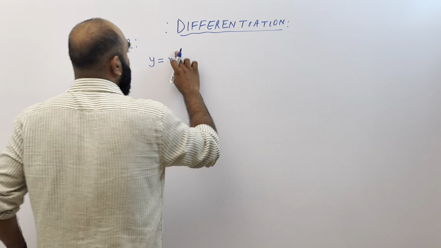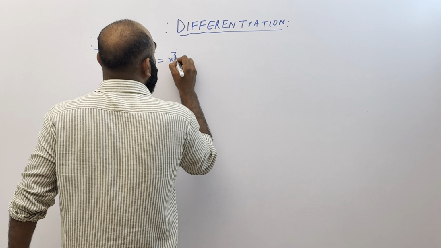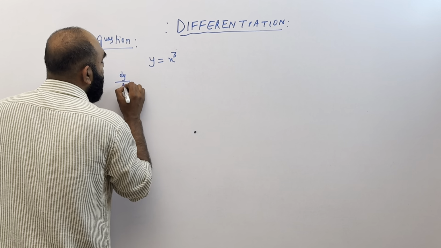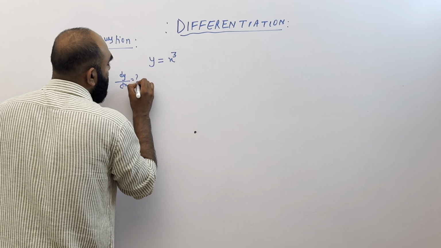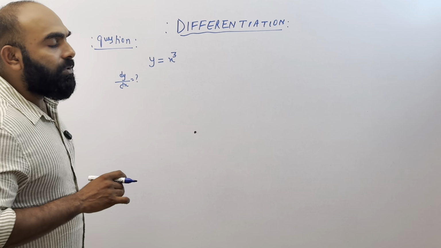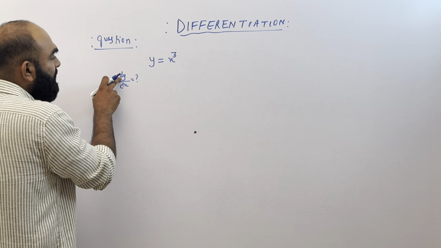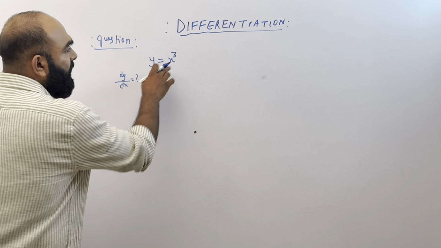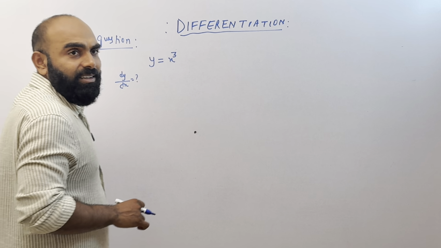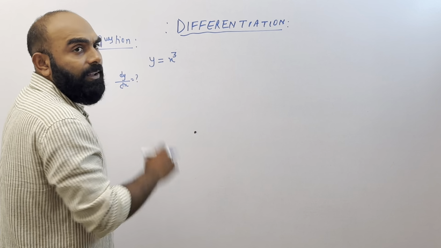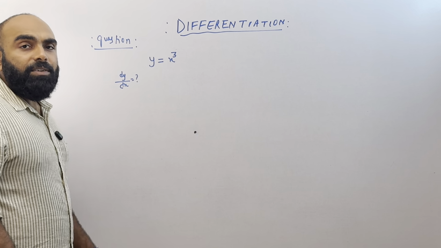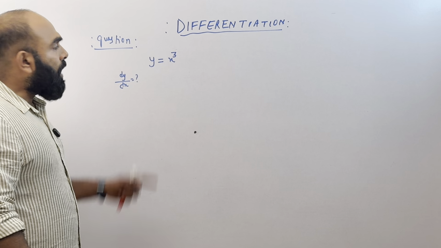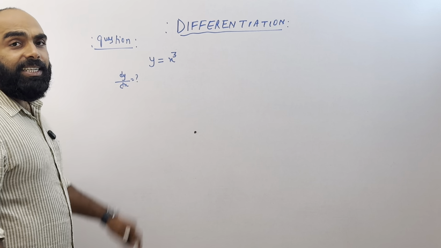Yes, x to the power 3 is there, and they are interested in finding dy by dx. What will be the dy by dx? How can I read it? Differentiating y with respect to x. Why? Because the variable is x only. This function is of x only. Y is a function of x, y is equal to x cube. So I am interested in finding dy by dx.